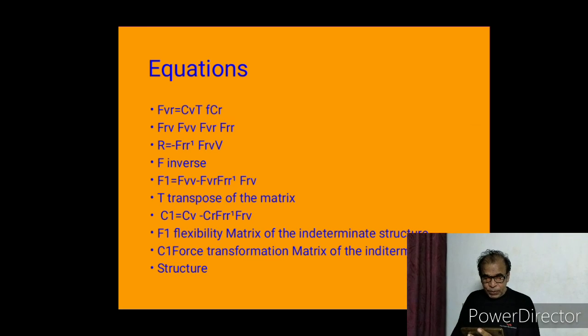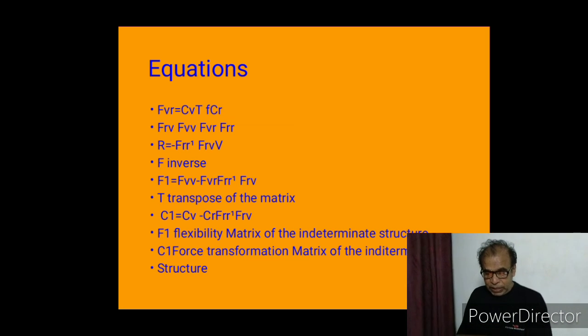C1 is equal to CV minus CR FRR inverse FRV. F1 is the flexibility matrix of the indeterminate structure. C1 is the force transformation matrix of the indeterminate structure.